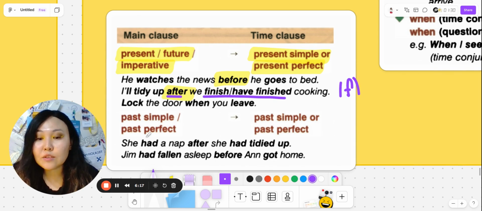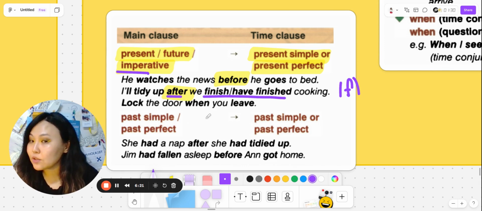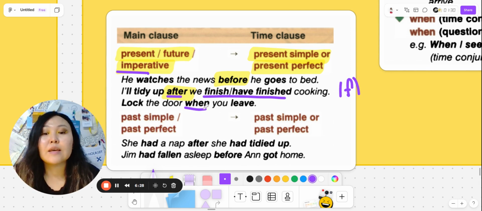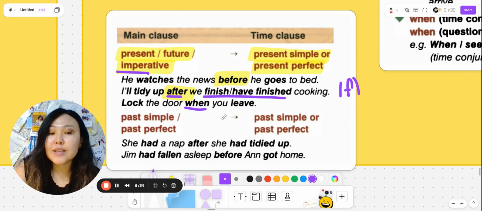Next one. Lock the door when you leave. This is an imperative, yeah? Lock the door when you leave. This is the time conjunction. Again, this is the main clause, and the part that you see after the time conjunction is a time clause.